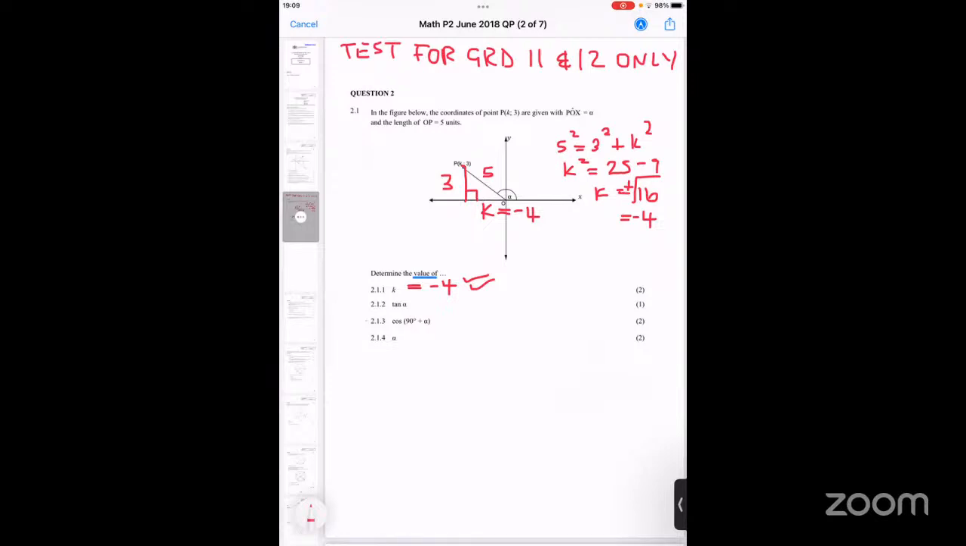Okay, what about this one, which is allocated 1 mark? How would you work it out? Better use SOHCAHTOA. Okay, and I see that it's tan, so I'm going to use opposite over adjacent. Which is 3 over -4. 3 over -4, 100%. With you doing that, you just give yourself 1 mark on that question.